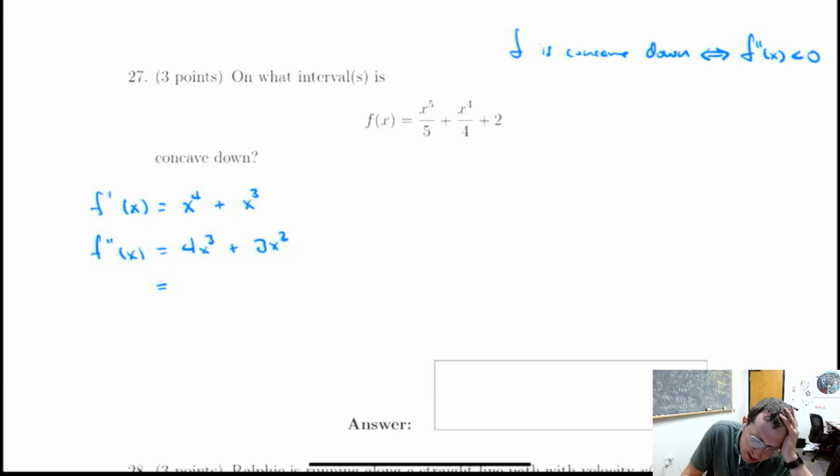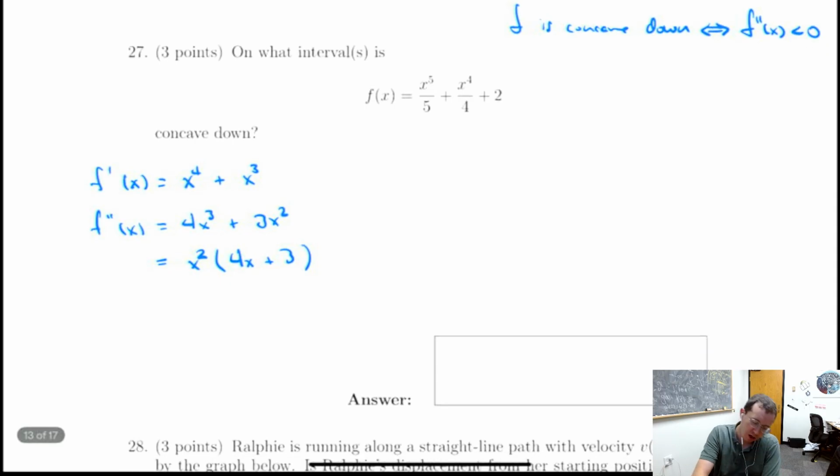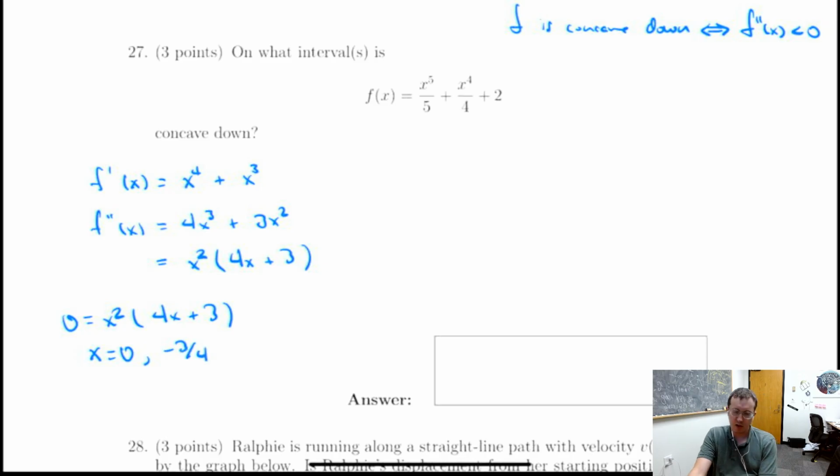And since I'm going to be setting this equal to 0 to find when this expression is positive or negative, I'm going to go ahead and factor this anyway. It's always easier to solve an equation when it's in a factored form. I see a greatest common factor of x squared. So I can pull the x squared out, leaving 4x plus 3. If I set 0 equal to x squared times 4x plus 3, x has to be 0 or minus 3/4.